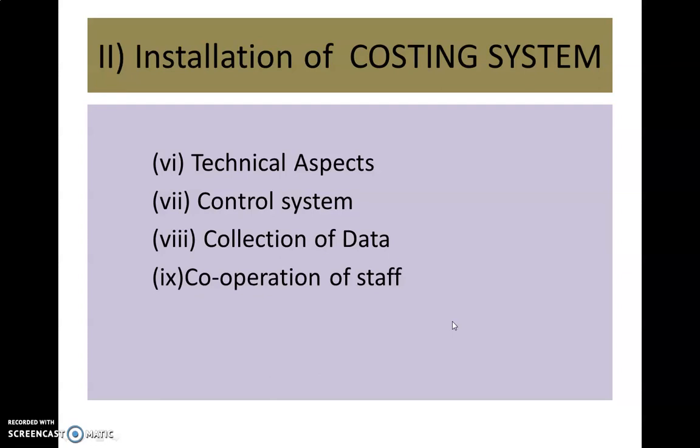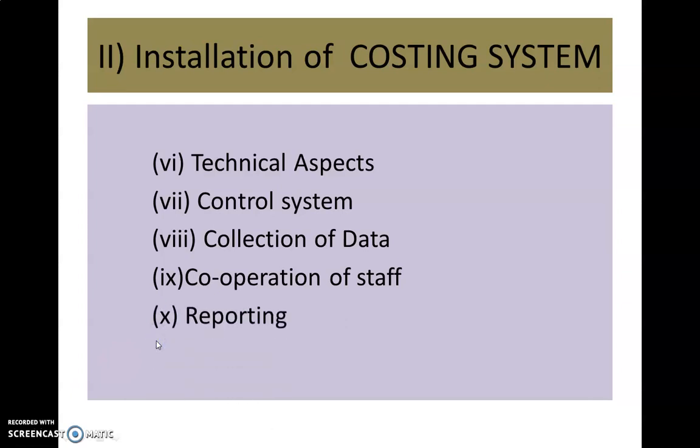Next one is called cooperation of staff. While installing a costing system, the details of the system should be explained to the staff. Then only can the employees understand the system and work according to it. Then only can we get cooperation from them, and it will also help to increase their efficiency. Without knowing the system, they cannot work, they cannot adapt, and they cannot fulfill our requirements. So if you want to get cooperation from them, the details should be explained to them.